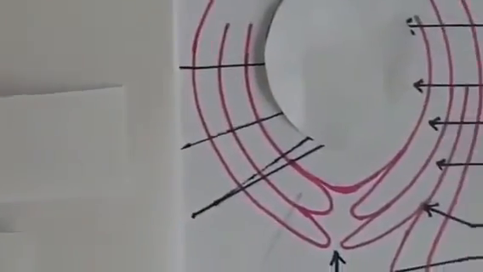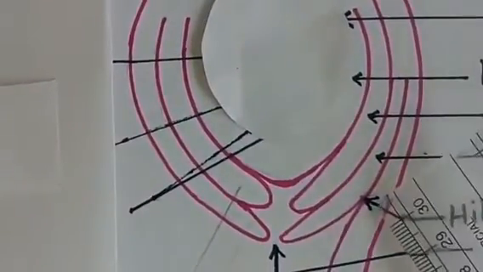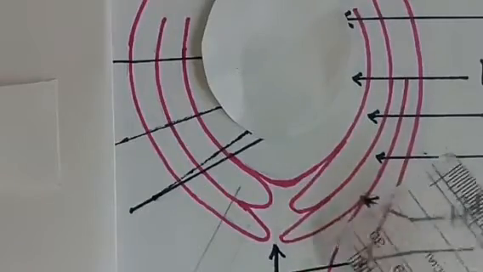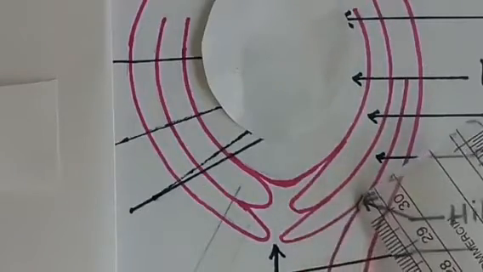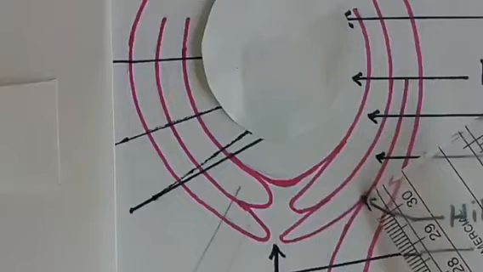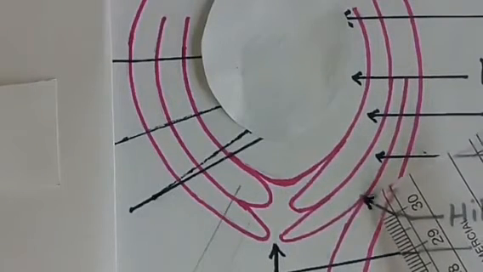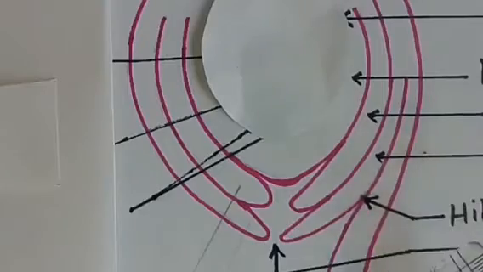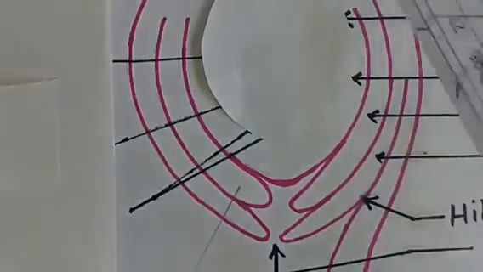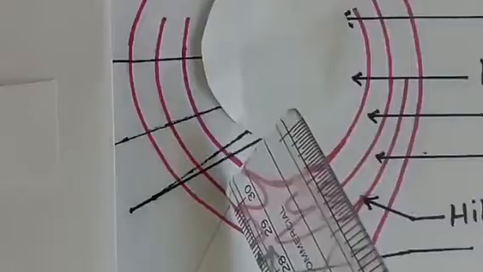Now comes the second part of the ovule. The second part of the ovule is called the hilum. Where is it present in the diagram? See this point where the two lines are meeting or where the two lines are joining. This point is called the hilum. With the help of this part, the funicle is attached to the body of the ovule.